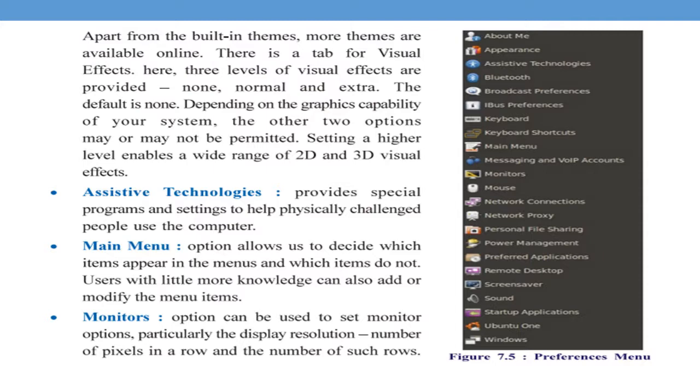Assistive technologies provide special programs and settings to help physically challenged people to use the computer. Then main menu options allows us to decide which items appear in the menus and which items do not. And then monitors. These options can be used to set monitor options, particularly the display resolutions, the number of pixels in a row, and the number of such rows.